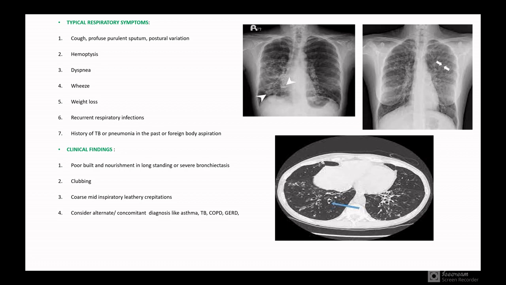What can the clinical findings be? The patient will be poorly built and nourished in long standing or severe bronchiectasis, with clubbing, nasal polyps, coarse mid-inspiratory leathery crepitations, and vascular irritation, and we must consider alternate or concomitant diagnoses like asthma, TB, COPD, GERD. In this X-ray you can see the bronchiectasis, and in the HRCT below you can see the grape-like cysts and the dilated bronchi.